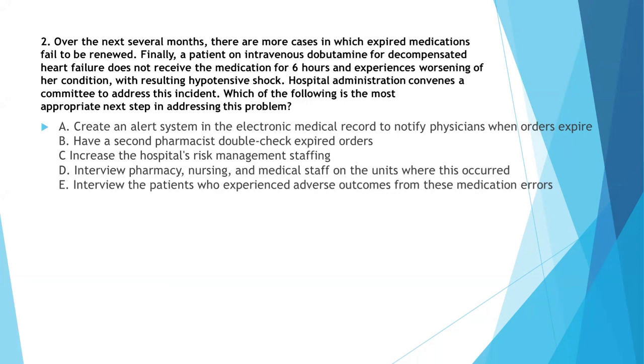Create an alert system in the electronic medical record to notify physicians when orders expire. Have a second pharmacist double check expired orders. Increase the hospital's risk management staffing. Interview pharmacy, nursing, and medical staff on the units where this occurred. Interview the patients who experienced adverse outcomes from these medication errors.